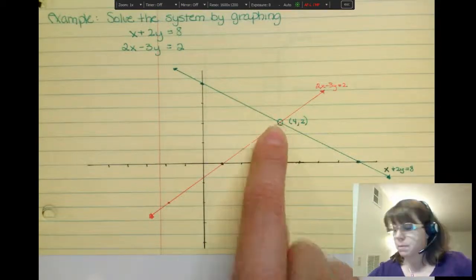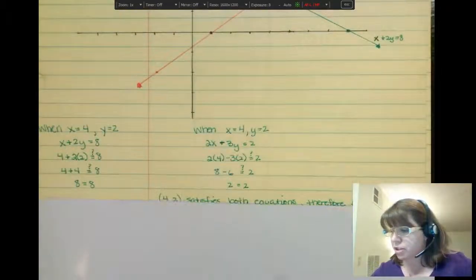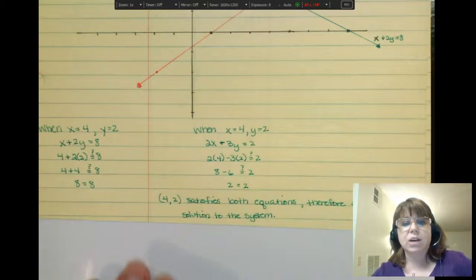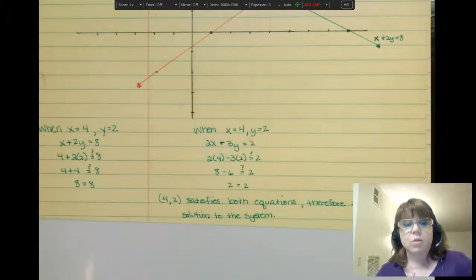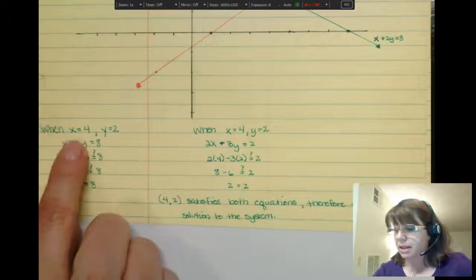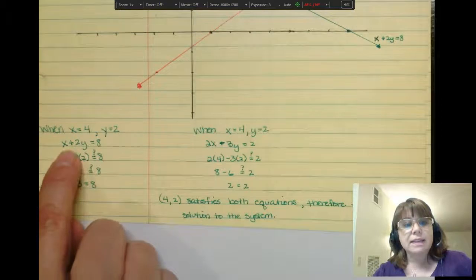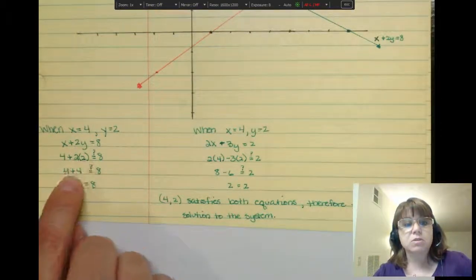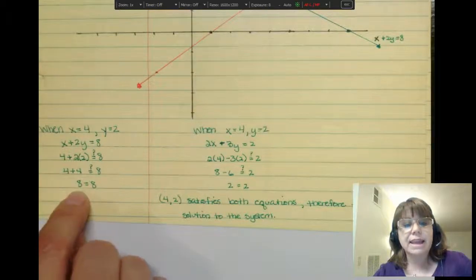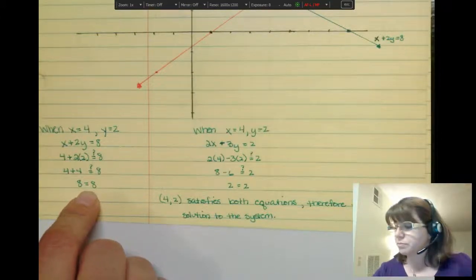So my last step is to take that point, plug it into both equations, and see if indeed it holds true for both equations. What I mean by holds true is I plug in x equals 4 and y equals 2. So 4 plus 2 times 2, 4 plus 4 is 8. 8 equals 8. That is a solution. 8 always equals 8, and therefore it is a true statement.